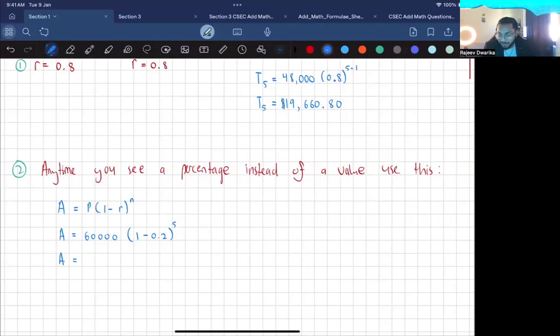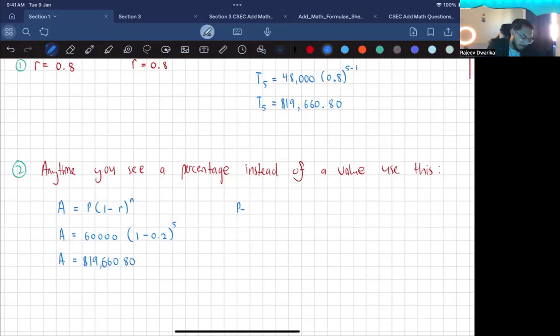Compound interest is the fastest and takes the least amount of working. But if they specify that you have to use the GP formulas, then you know what to do, right? Yeah. I got 19,660.8. So no matter what we do, we get the correct answer, right?